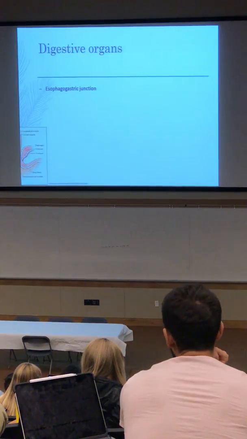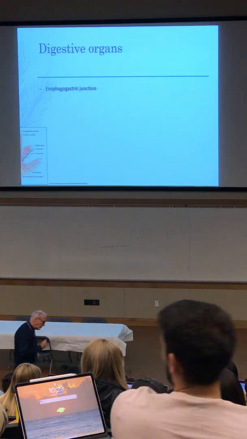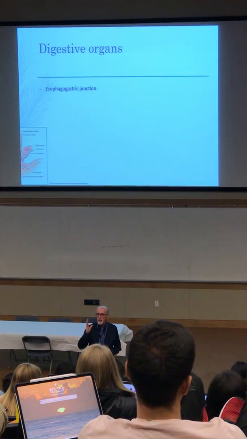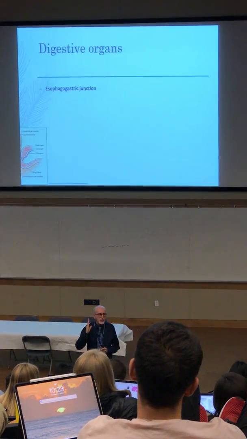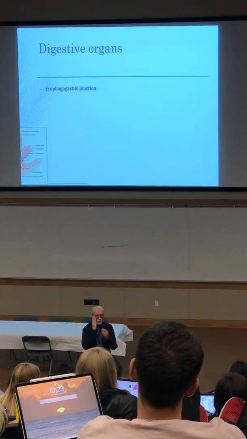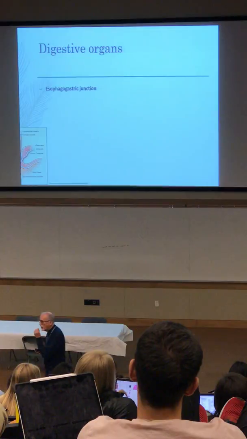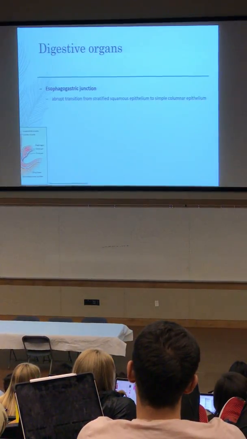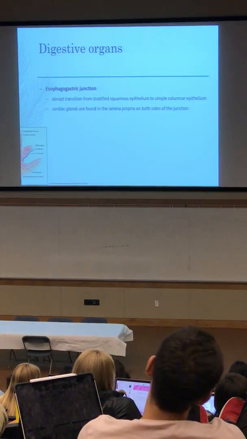We've gotten through the esophagus. We're transitioning to stomach. And what's really interesting histologically is that when you go from esophagus to stomach, you have an abrupt change in epithelium. Just boom, here's one type, right next to it is a different type. And there's just this abrupt change. We call that the esophagogastric junction, the junction between the stomach and the esophagus. So it's an abrupt transition from stratified squamous to simple columnar epithelium.